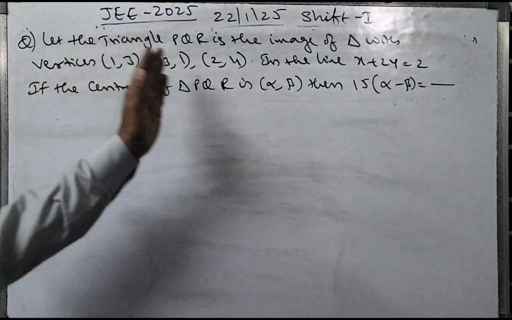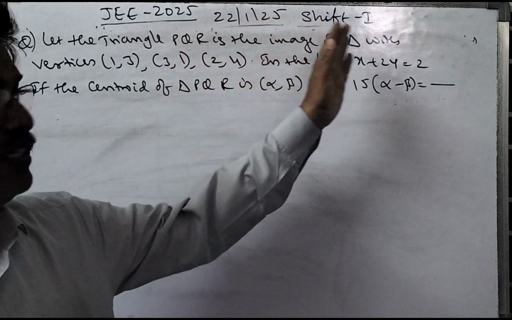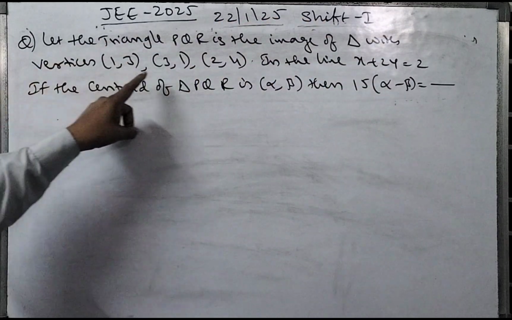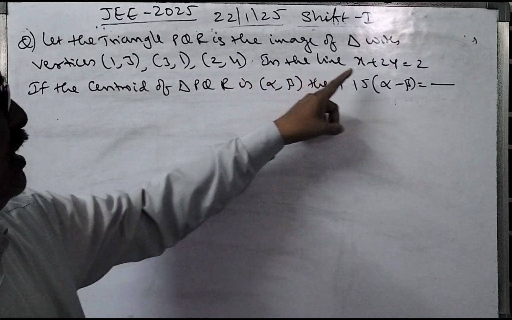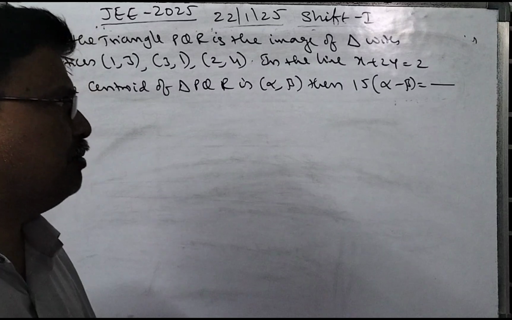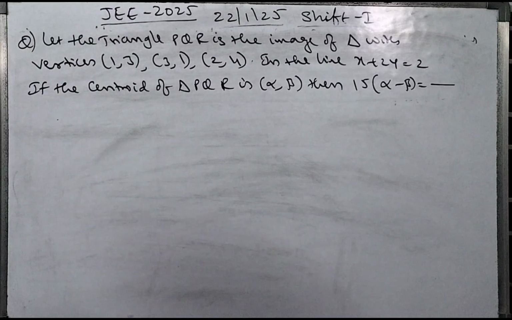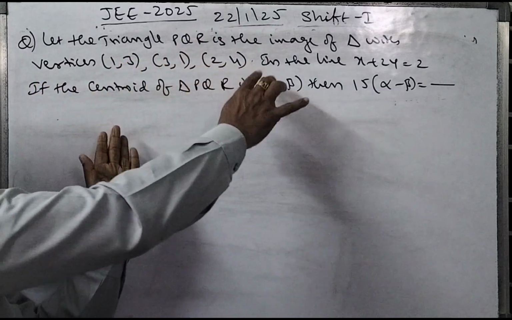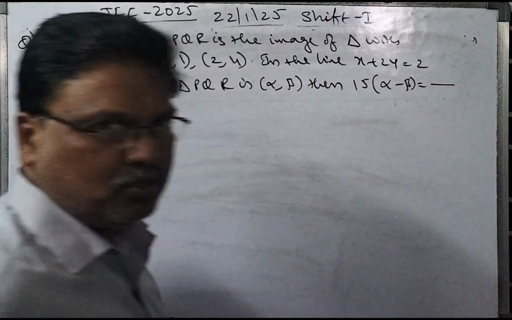Right. If you see this problem again, January 22nd, Shift-1 paper. Let the triangle PQR be the image of the triangle with the vertices (1, 3), (3, 1), (2, 4) in the line x plus 2y is equal to 2. If the centroid of the triangle PQR is (alpha, beta), then find 15 of alpha minus beta. That means what he is saying is the triangle PQR is the image of the triangle with the vertices (1, 3), (3, 1), (2, 4) in the line x plus 2y is equal to 2.